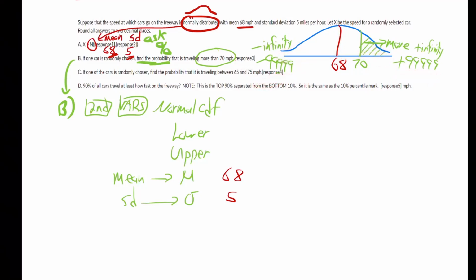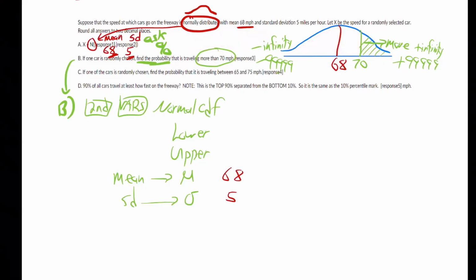Okay, so when they say more than 70, I'm going to put a line at 70 and shade to the right. It's very important that you shade on your bell curve. The shading tells us what we're looking for. How did I know to shade to the right? Well, because they said more. If they said less than 70, then I would have shaded everything to the left of 70. Is that making sense? If they say more, shade to the right. If they say less, shade to the left. Because bigger numbers are right and smaller numbers are left.